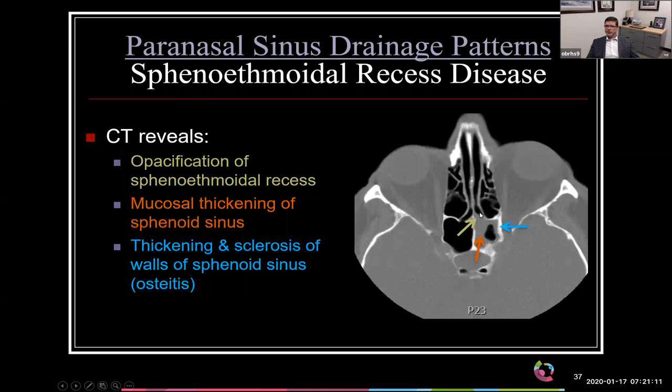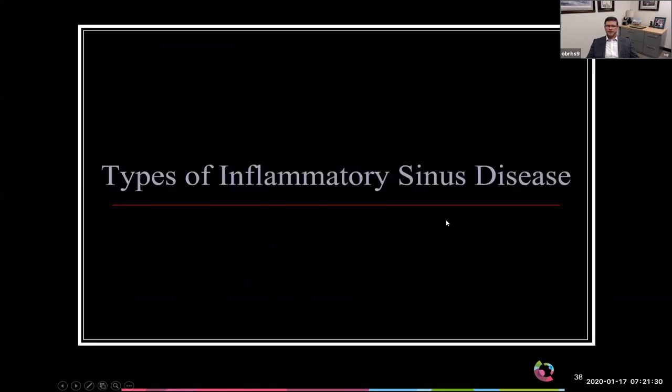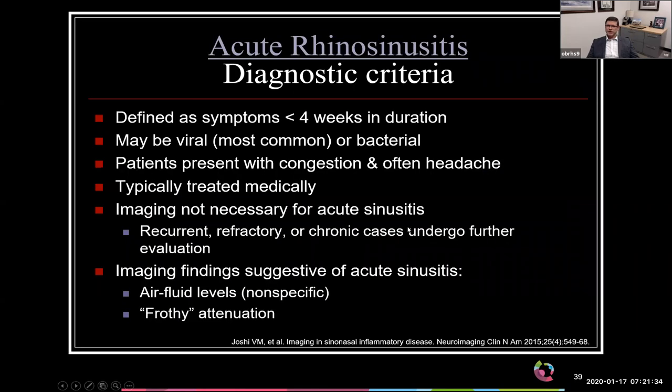And here's an example of sphenoethmoidal recess disease. We have opacification of the sphenoethmoidal recess, moderate mucosal thickening of the left sphenoid sinus, and then we have some secondary signs of inflammation where you have abnormal bony sclerosis and thickening, which is compatible with osteitis, which we'll talk about a little bit later. So now we'll go over the different types of inflammatory sinus disease.